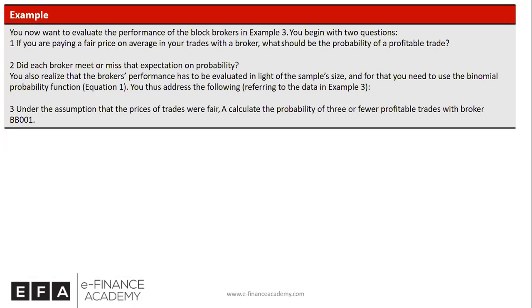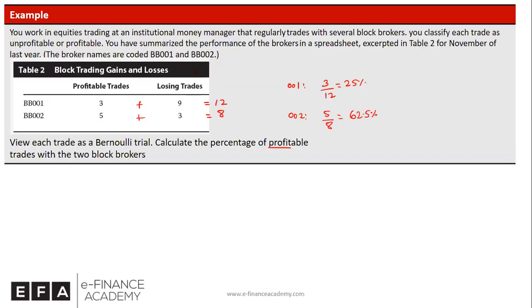Now, notice one thing. If you're paying a fair price on average in your trades with the broker, then the chances of it being fair should be 50-50%. So if the price you traded at is fair, then most likely 50% of your trades should be profitable, and 50% of your trades should be not profitable or loss making. So that should be the answer: if the trading happens at fair prices, then 50% should be profitable on average, and 50% would actually be loss making.